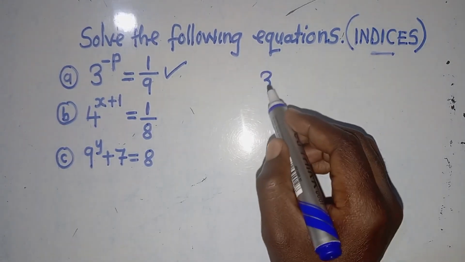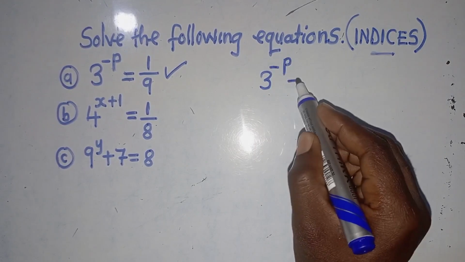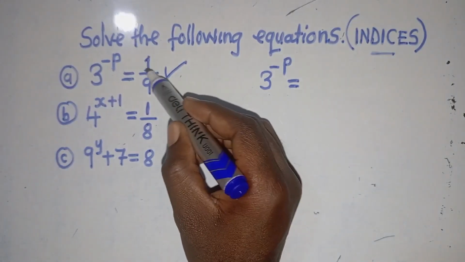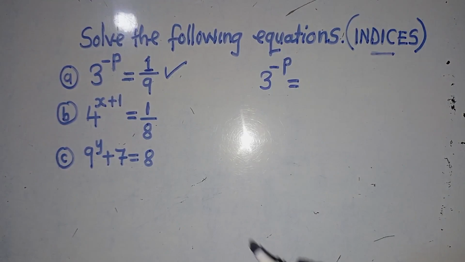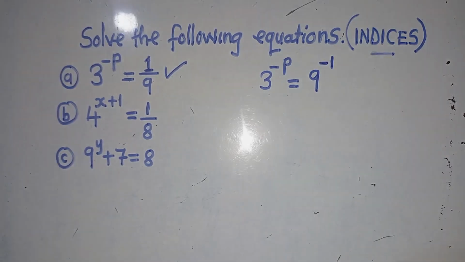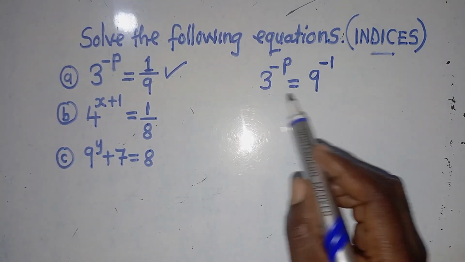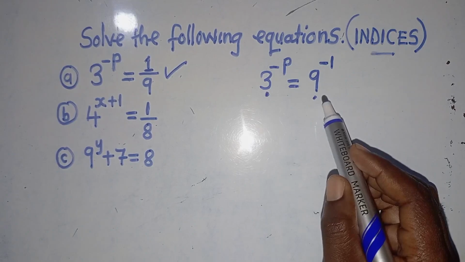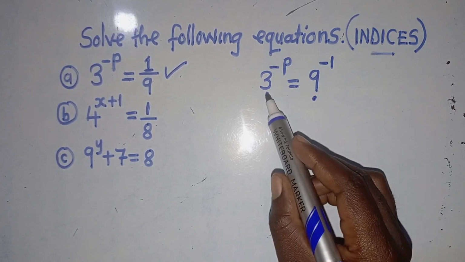You are given 3 to the power negative p, which is equal to 1 over 9. Before we go any further, we can change this to a negative index. 1 over 9 is just the same as 9 to the power negative 1. These two are the same. It is just a matter of changing from a negative index to a positive index. From there, to solve this, we need to make sure that these two are in the same base, meaning that 9 can go into base 3.